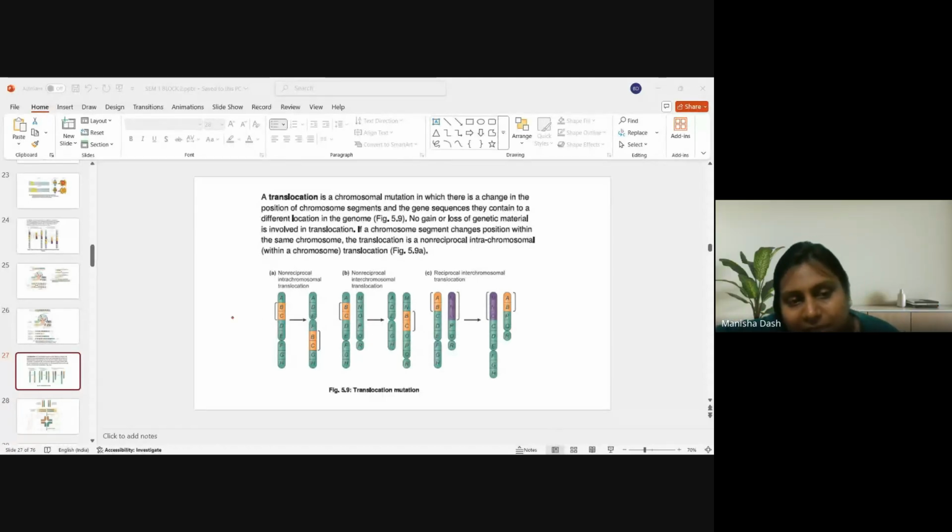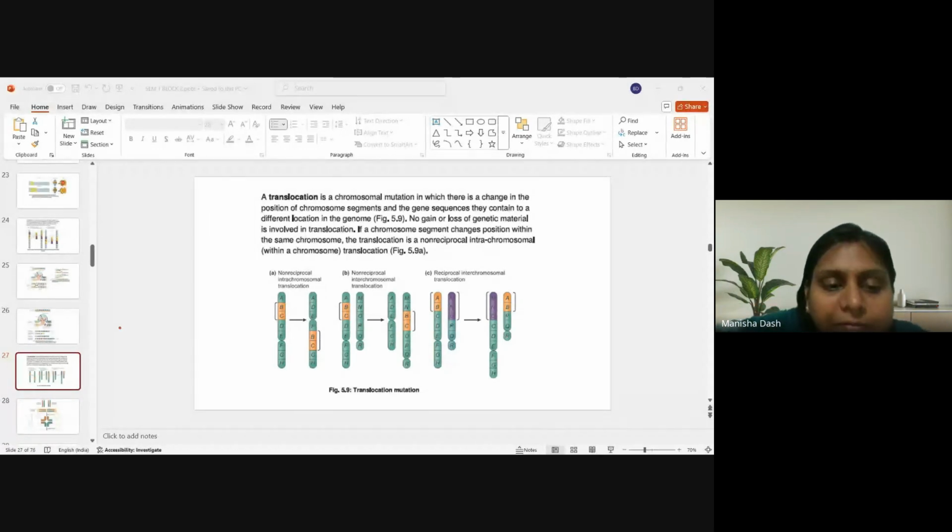Okay, so translocation means when a segment is exchanged between two different chromosomes. Someone was asking me whether recombination can occur between the X and Y chromosome. No. If there is a recombination between the X and Y chromosome, this will be regarded as a translocation, which is a kind of chromosomal aberration. It is not regarded as a recombination, because this will lead to development of an abnormal phenotype.